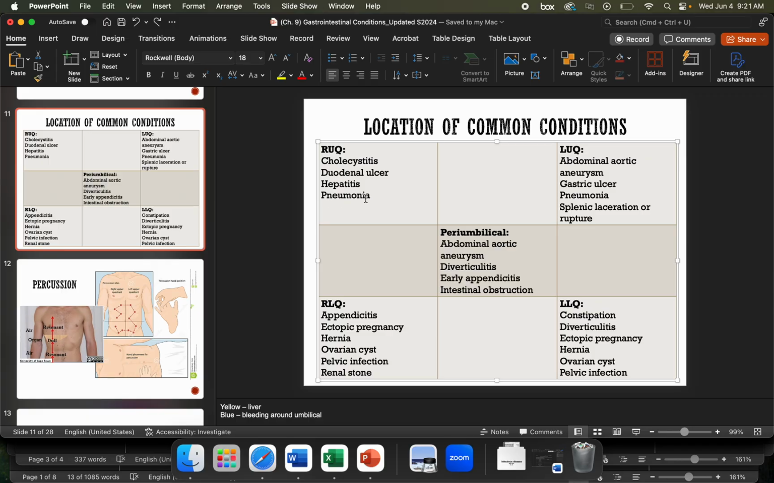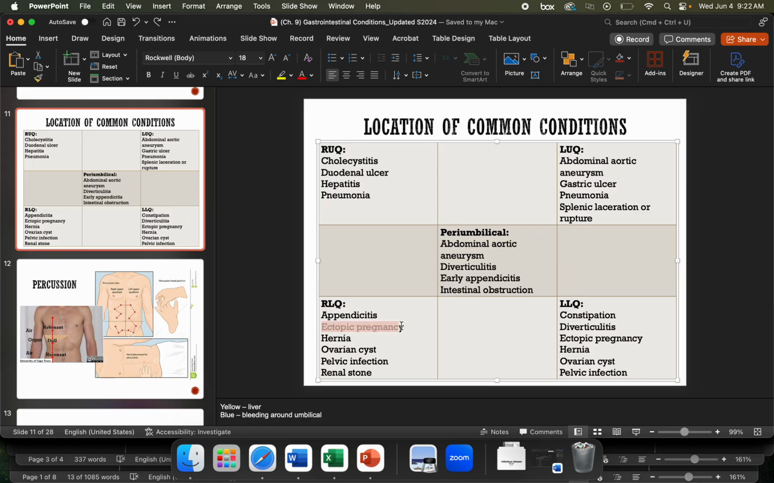And then pneumonia is going to be from the water and the lung sounds. Left upper quadrant, you can see here, abdominal aortic aneurysm. You would hopefully know that before you listen. Stomach ulcers, pneumonia again, because we're right by the lungs. A spleen laceration or rupture. Periumbilical, I'm going to skip over that abdominal aortic aneurysm again. Early appendicitis, maybe intestinal obstruction. That's going to be pretty common in this middle region. And then right lower quadrant, McBurney's point for appendicitis.